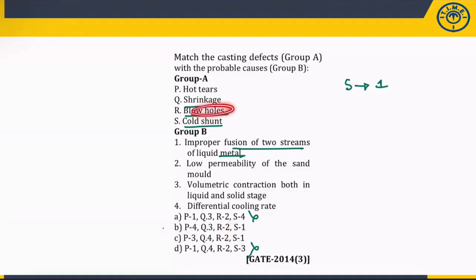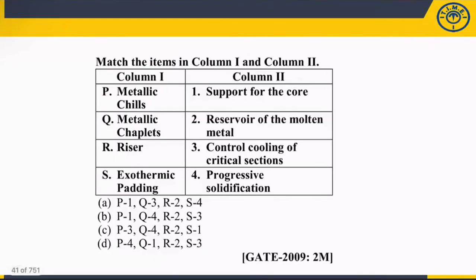Or if you want, you can check also. Blowhole means low permeability of sand mold. Yes. So blowhole, low permeability means the gases are not allowed to escape. Now shrinkages means volumetric contraction in solid and liquid state. So what will be the answer? Anyone? What will be the answer for this question? Many of you have given me the correct answer as B. Okay, so if any question related to match the column comes, just try to use the elimination technique. Fine.